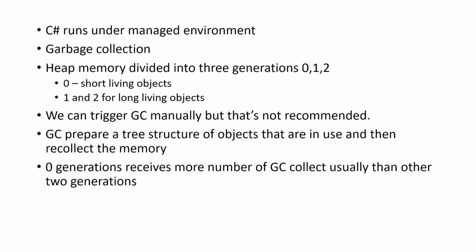Is there any way to place an object directly in the second generation? Yes, we have a way. Whenever you create a singleton object or a static class, those objects get placed directly in the second generation, which is going to live for the entire lifetime of the application. And those objects are not disturbed by the garbage collection at all. That's all about how garbage collection works in C#.